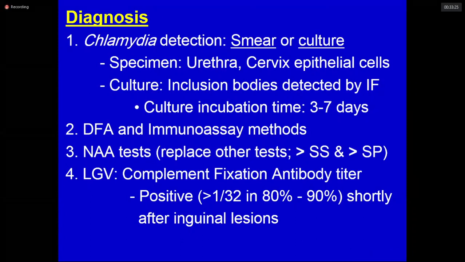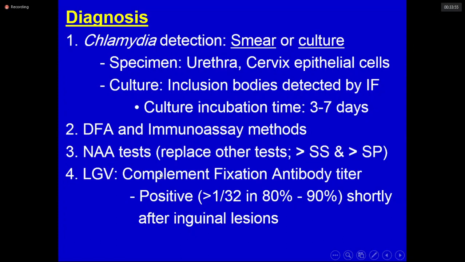The other method is the direct fluorescent antibody and immunoassay methods. These are also better methods, faster to detect the chlamydia infection. More specific and more sensitive is a nucleic acid amplification test, which has replaced other tests. And yesterday I spoke about NAA.